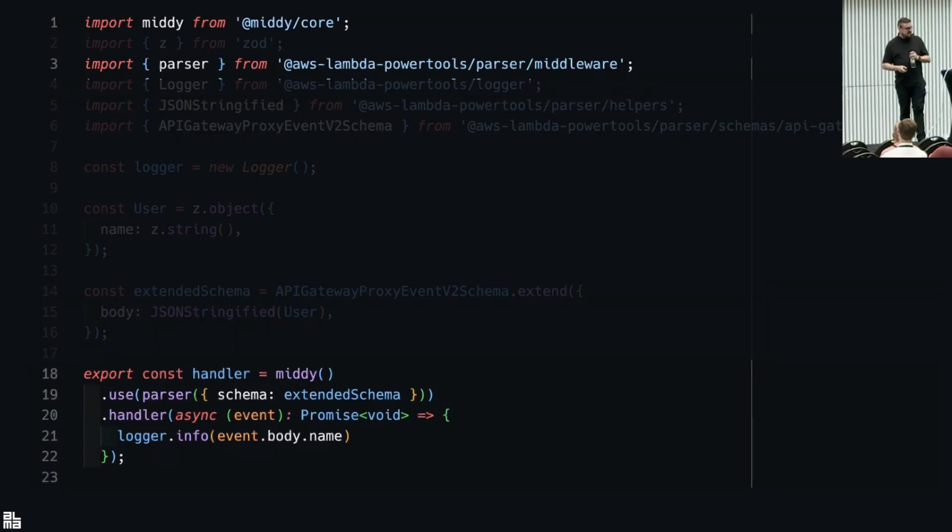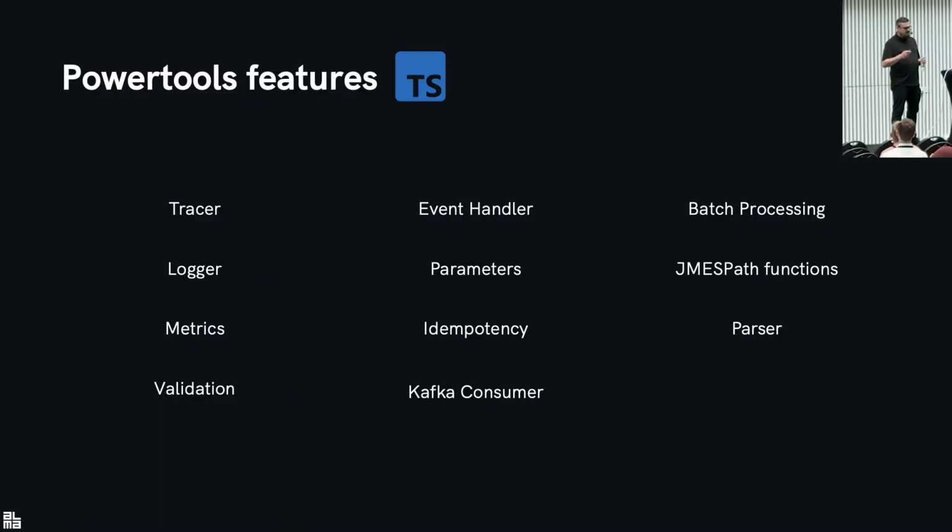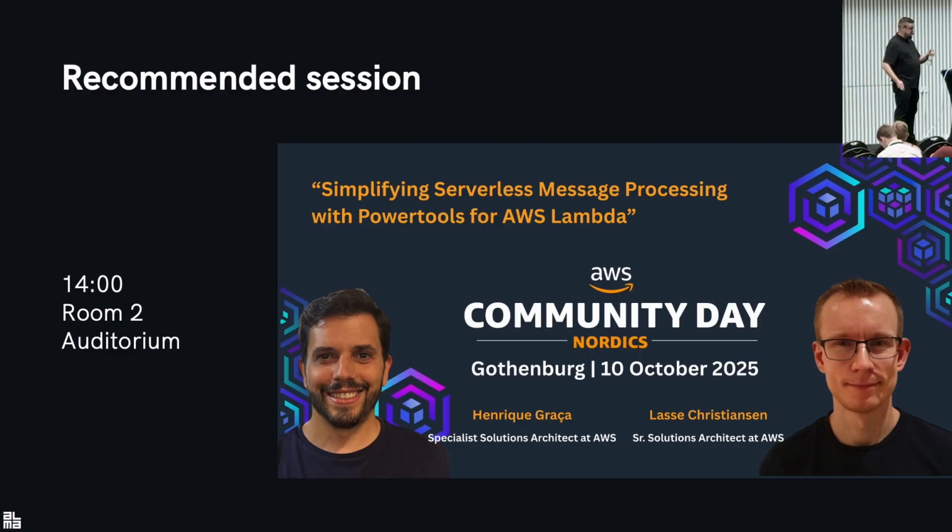And then finally, we use Middy. There's other ways you can use this, but Middy is this middleware tooling available for Lambda, and we configure it to use the schema, and the end result is that the event itself, and as you can see also the event body in this case, are strongly typed now. And as I said, Powertools has many other features as well, so definitely go and check it out. And I think after this talk in room 2, there's actually a session about Powertools, so definitely check it out.